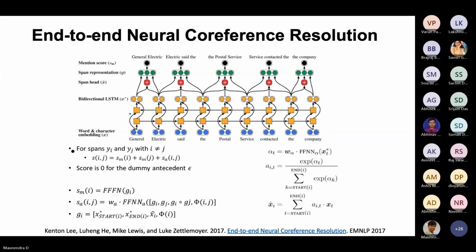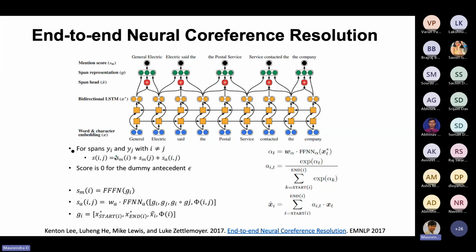So this paper is from 2017. Later, this LSTM block can be replaced by any other algorithm. So you give the input, you pass it through some type of contextual embedder, and you get the output representation for each token from here. Then suppose we are talking about two spans, yi and yj. So we compute a score for this pair, the ij pair, and this score is decomposed into three subscores: the mention score for i, the mention score for j, and the affinity score between i and j.